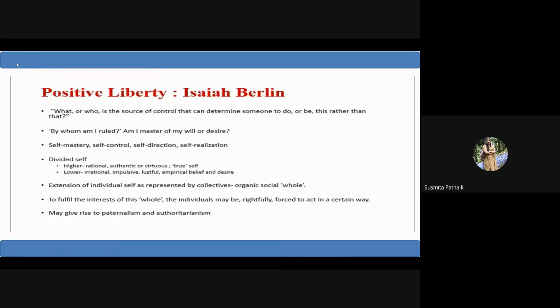But the time will come when your liberty will hinder the liberty of another individual. That is your positive liberty.